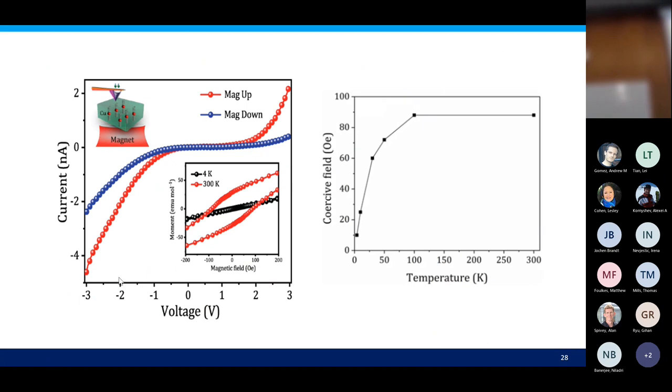Okay, so here what you see is the IV curves that we saw, and we see very nice spin polarization here. But when we look with the SQUID at the effect of the magnetic field, we realize something which is crazy again. At room temperature, we get very nice hysteresis. Cooling down, the hysteresis disappears. That's completely counterintuitive, because usually we would say that cooling down, the hysteresis increases. And here you see the coercive field as a function of temperature, and you see it's going up to about 150K, and then it remains constant. So the question is, what's going on here?